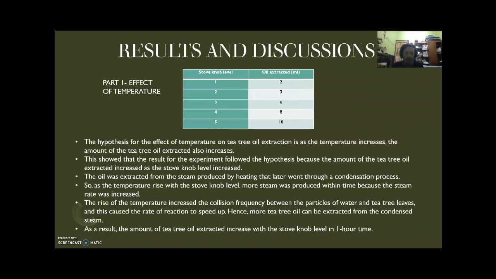because the oil was extracted from the steam produced by the heating, which went through a condensation process. The rise of temperature increases the collision frequency between the particles of water and the tea tree leaf, and this causes the rate of reaction to speed up. Hence, more tea tree oil can be extracted. As a result, the amount of tea tree oil extracted increases with the stove knob level.